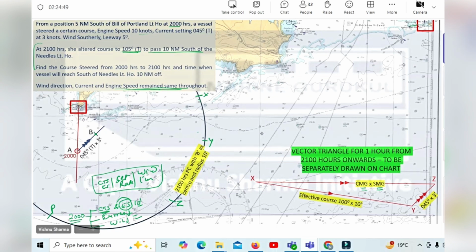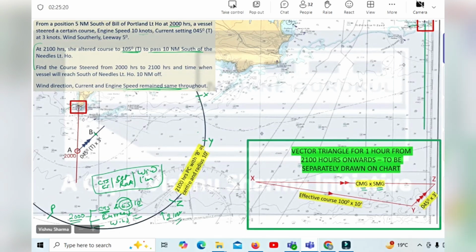See, there are steps where you have to align. If you don't align at those steps, let me clarify those first. First was getting this position circle for 2100 hours. If that is not clear, you need to clarify. I'll share the video also with you, and whatever I'm speaking is there in the video. Second, I have separately drawn the vector triangle to get the CMG and SMG effective from 2100 hours onwards.